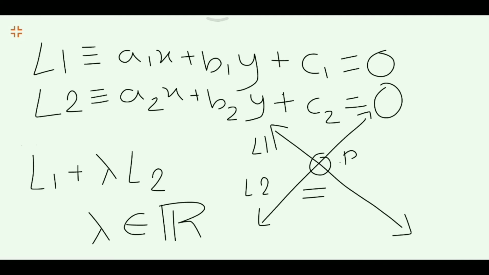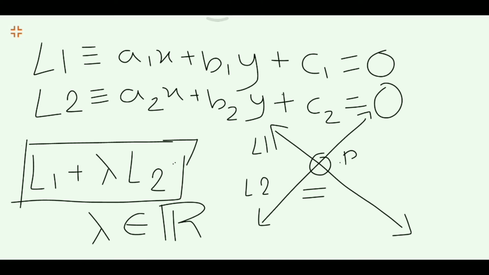And from this equation, L1 plus lambda L2, we can find the equation of any line which passes through the point P. So this is basically the family of straight lines passing through the point P.